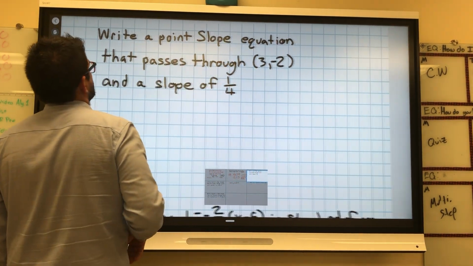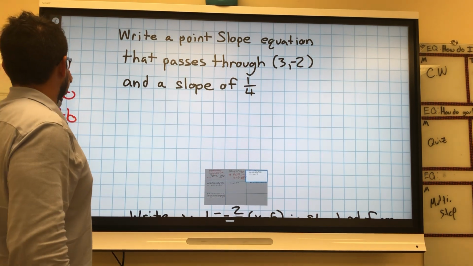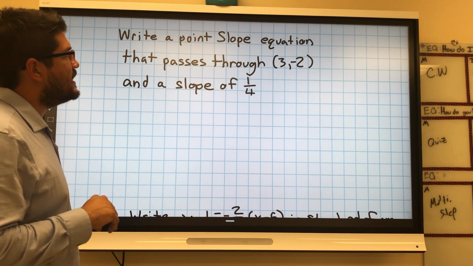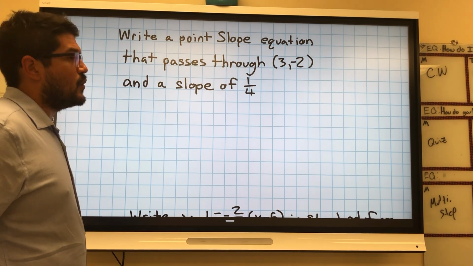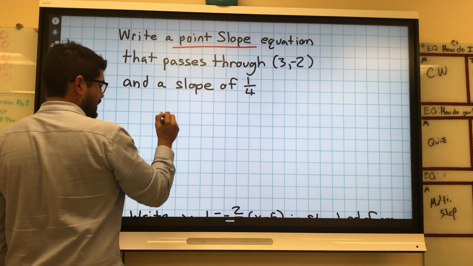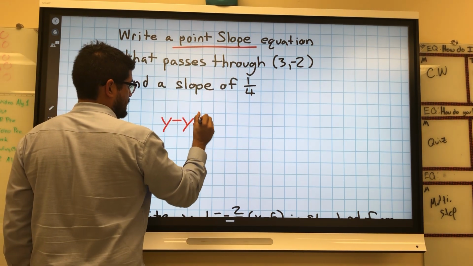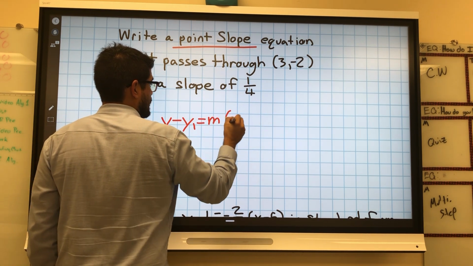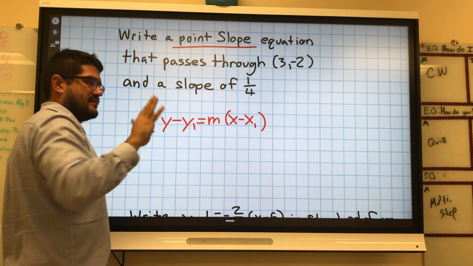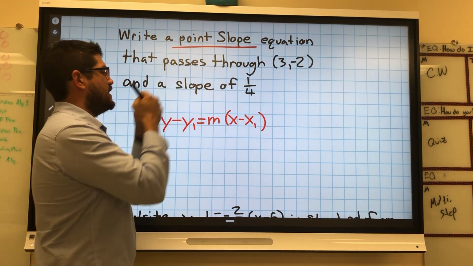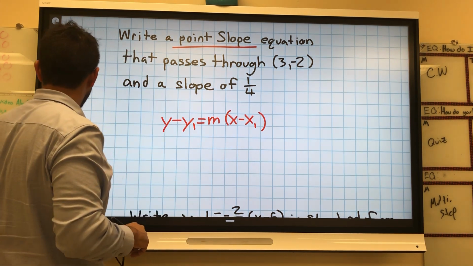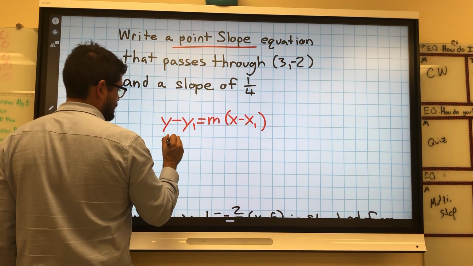Next. So this is write a point slope equation that passes through (3, -2) and a slope of 1/4. So the point slope formula is slightly different. It is y - y1 = m(x - x1). So this y and this x stay like that in the equation. The numbers that you're putting in are the slope, the y1, and the x1. So I'm going to write in red what's not going to change. So this is not going to change.